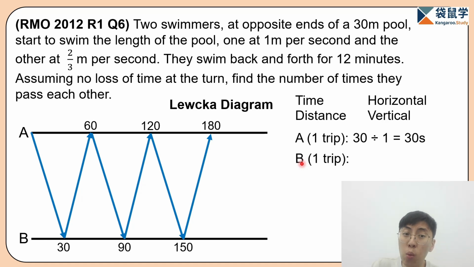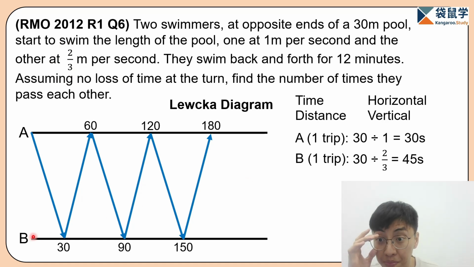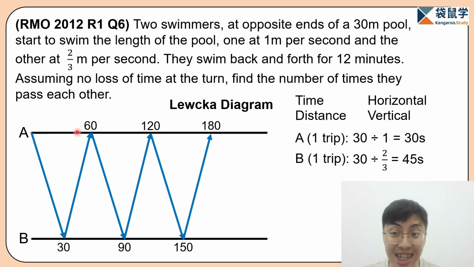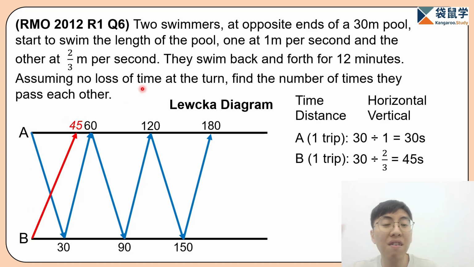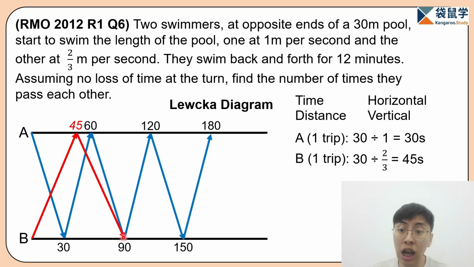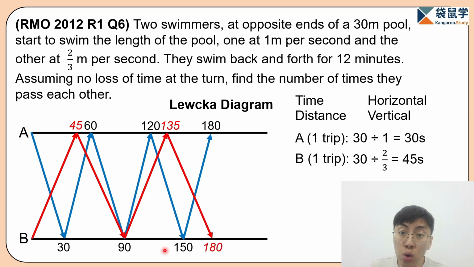For B to do one trip, how long does he take? He takes 30 divided by 2 over 3. And that gives us 45 seconds. Now, B starts from the bottom. And we use a different color to represent him. Well, for him to reach the other side, it'll take a total of 45 seconds. And then back to this and 90. And then again 135 and 180. At this moment, what do we realize over here?